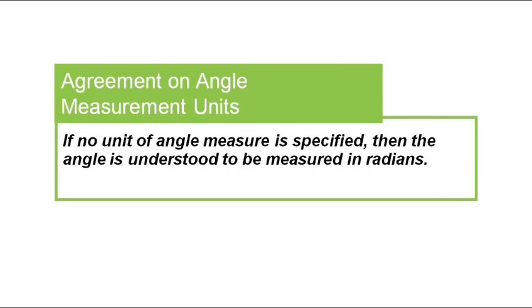Now I'm pretty sure that I've mentioned this already, but I just want to reiterate that if no unit of angle measure is specified, then the angle is understood to be measured in radians. You cannot assume that an angle is in degrees just because it looks like it's in degrees. If it does not have the degree symbol, you must assume that it is in radians.